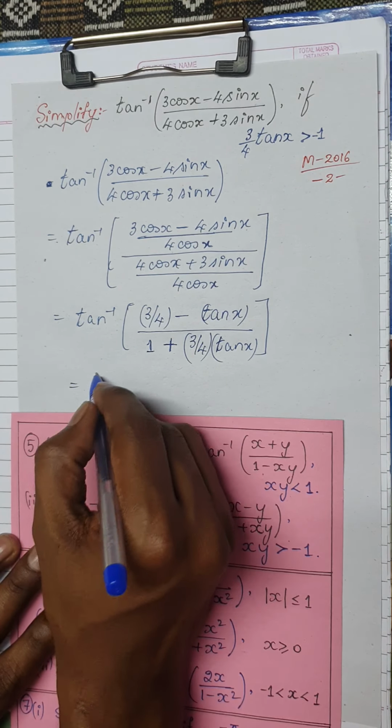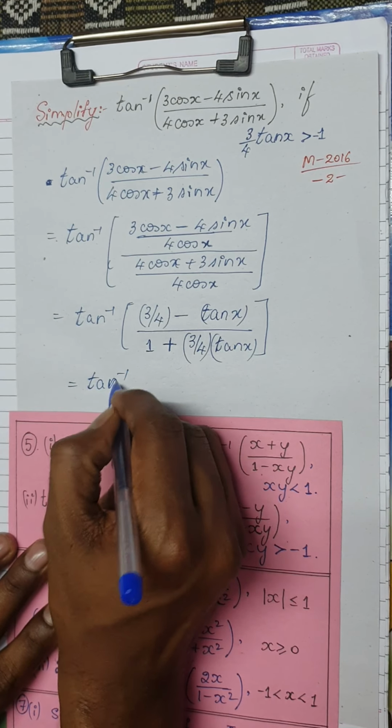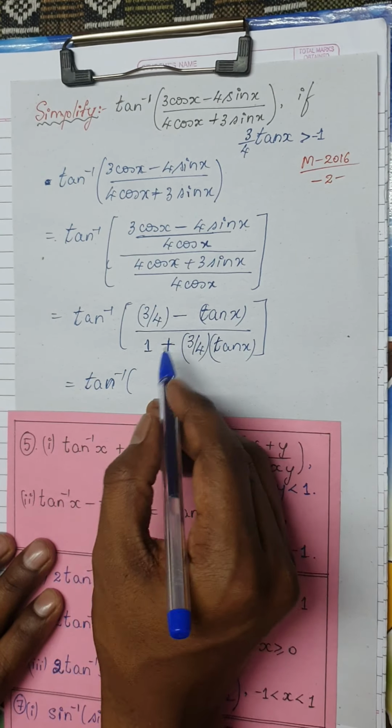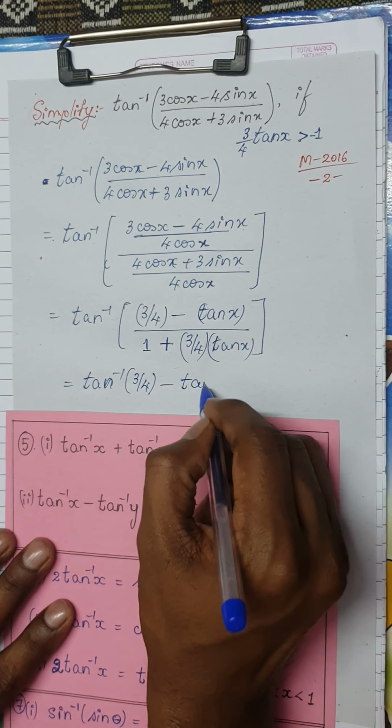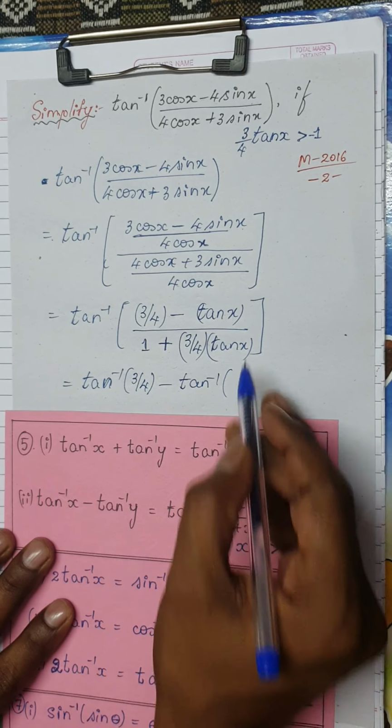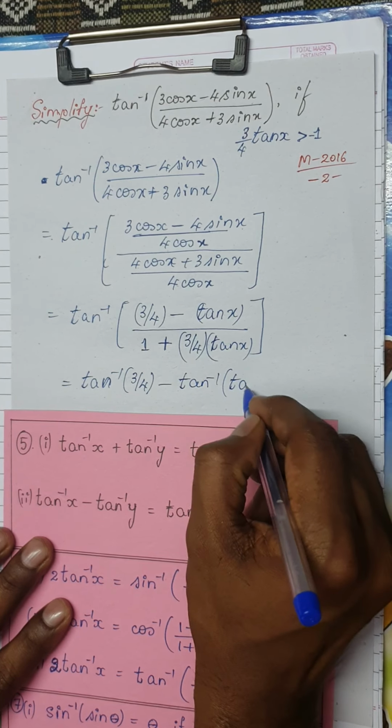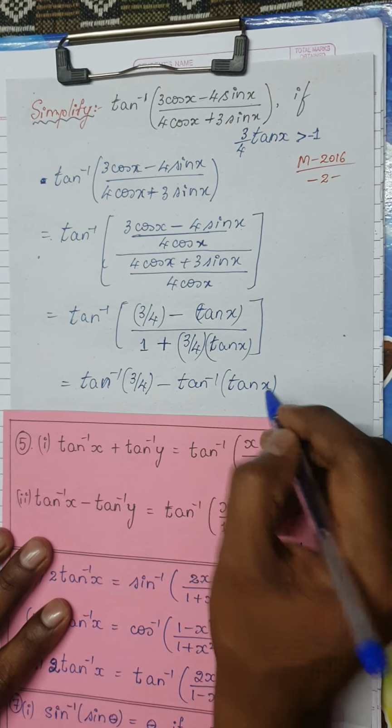So I can write this as tan inverse of x, what is x? x is actually 3 divided by 4, minus tan inverse of y. What is y? y is the term tan x. So tan inverse of tan x. So this is nothing but tan inverse of 3 by 4, minus, tan inverse and tan will be nullified, I am just going to get x. So this is the simplified form of the given question.